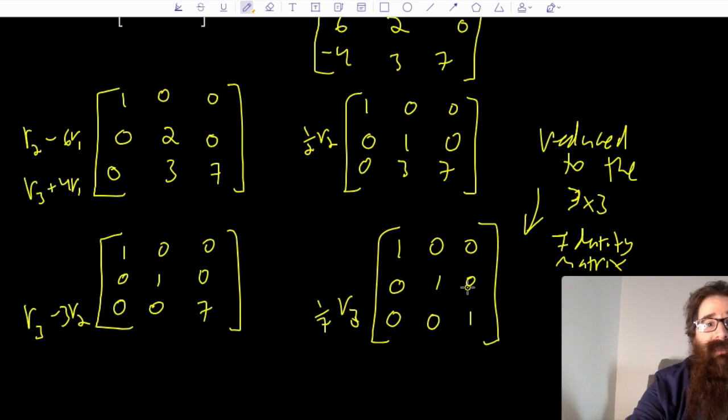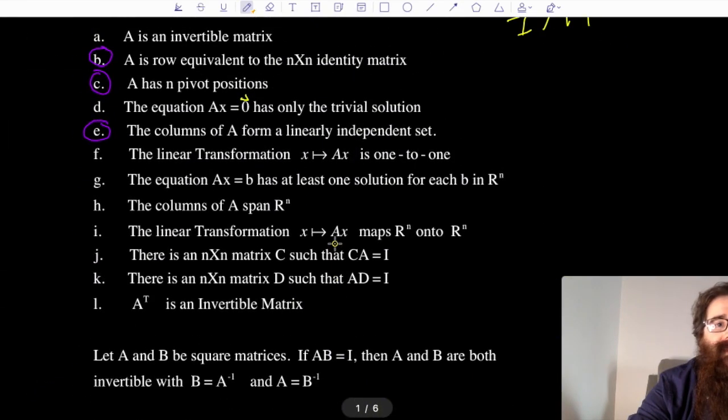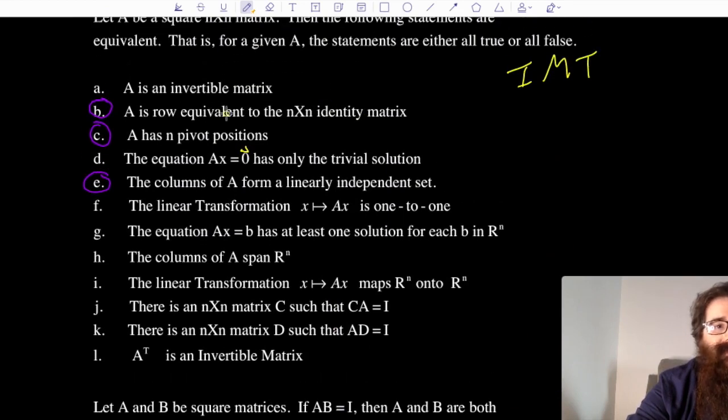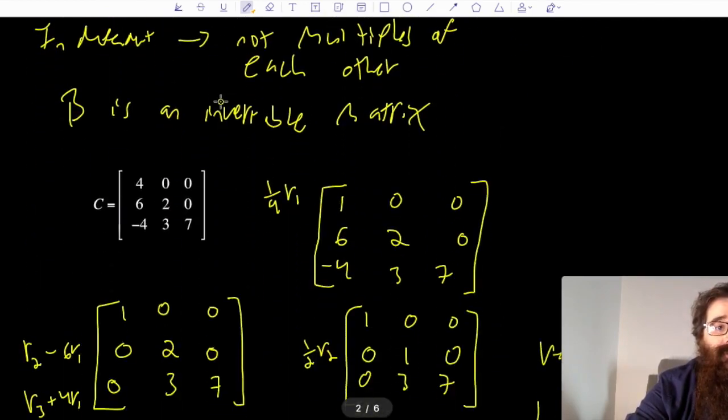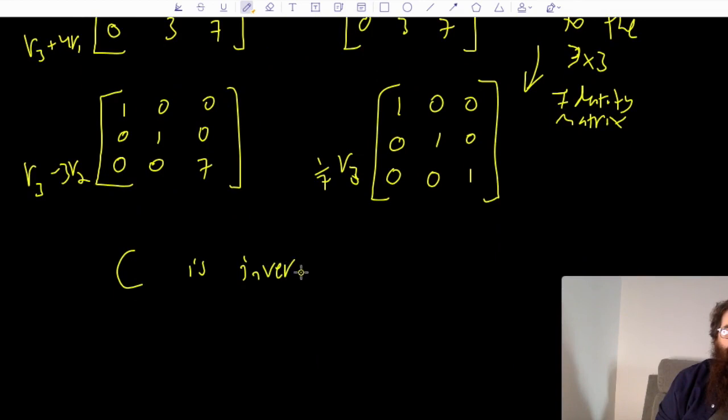But now I know this matrix C is row equivalent to the 3 by 3 identity matrix, which means, since statement B is true, all of these statements on this list are true, and that the matrix is invertible. So we'd say then C is invertible.